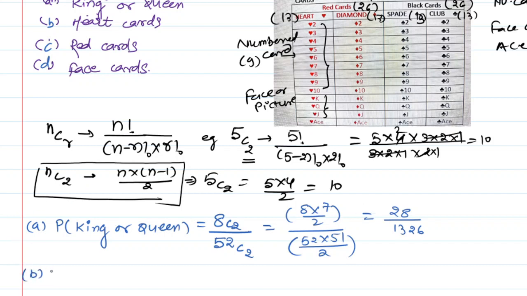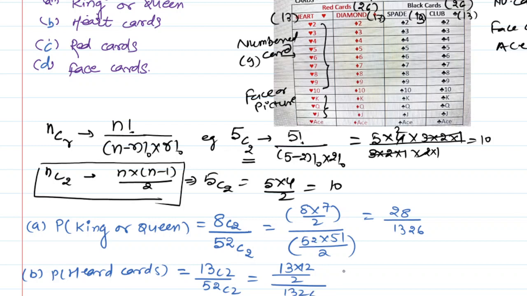B part. I want heart cards. So total number of hearts that we have in a pack is 13. So it is 13C2 upon 52C2. Please understand the denominator, which is equal to 1326, will remain constant. It is going to be the same. So I have to solve only the numerator part, which is nothing but 13 into 12 upon 2 upon 1326. 13 6s are 78 upon 1326.